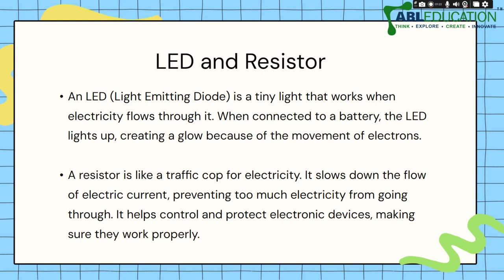And what is a resistor? As we have already learned in basic electronic components, it is basically like a traffic cop for electricity. It slows down the flow of electric current, preventing too much electricity from going through. It helps you control and protect electronic devices, making sure they work properly. So this is what a resistor does.